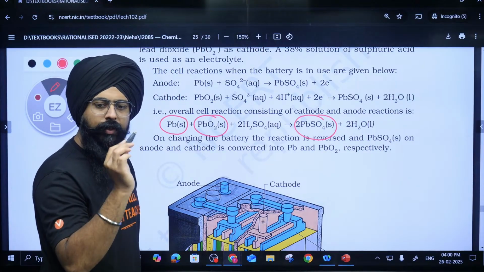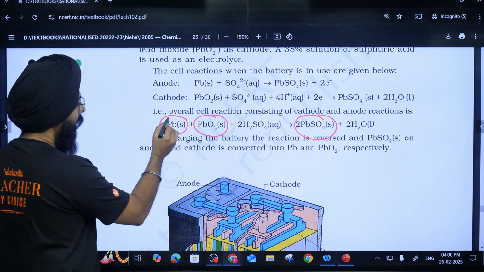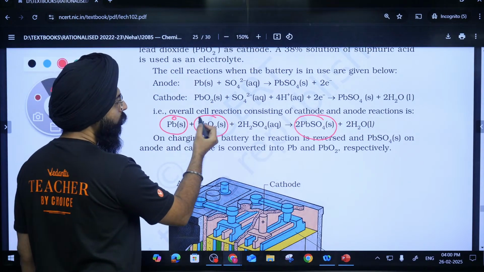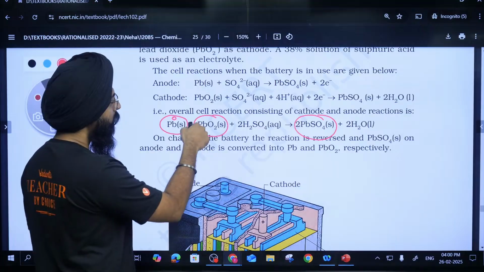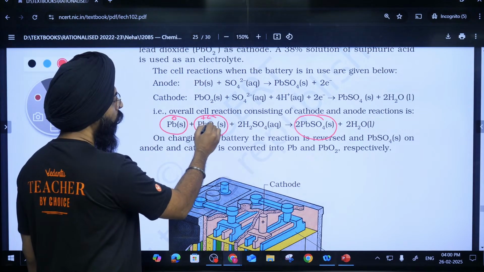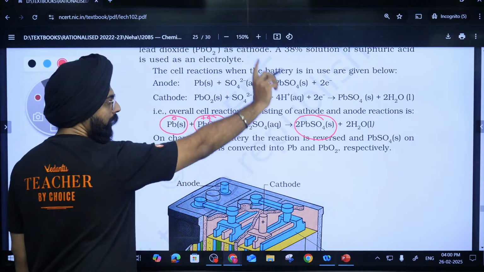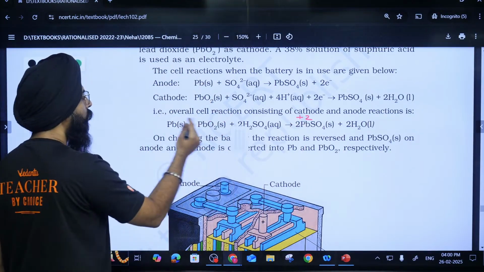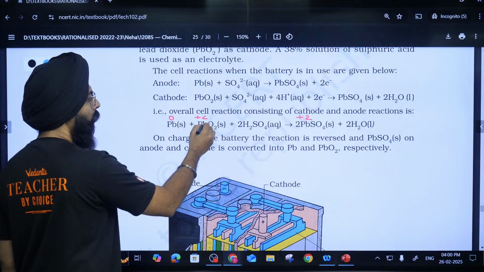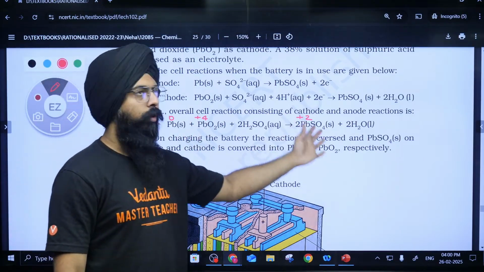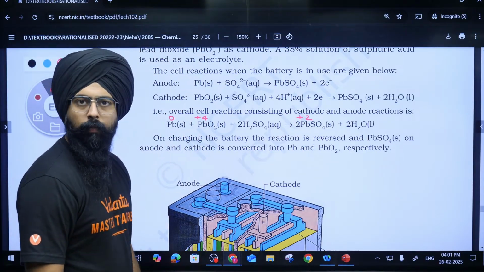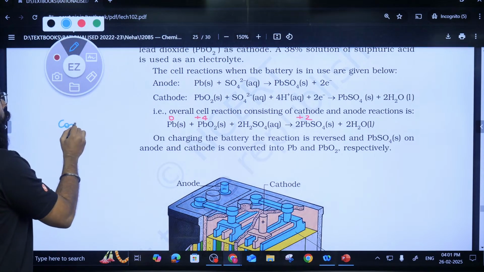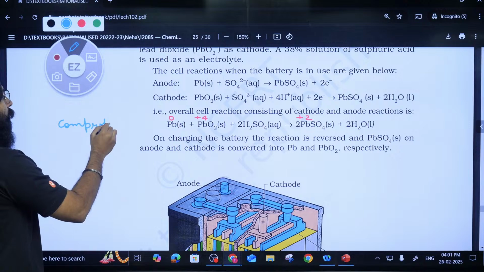Notice the oxidation states of lead, please. Lead over here is in the 0 oxidation state. Over here, what's the oxidation state of lead? Plus 4 oxidation state. And eventually, it is going to lead plus 2. What type of a reaction is this? Lead 0 plus lead 4 going to lead 2. This particular reaction, my dear friends, is known as comproportionation.